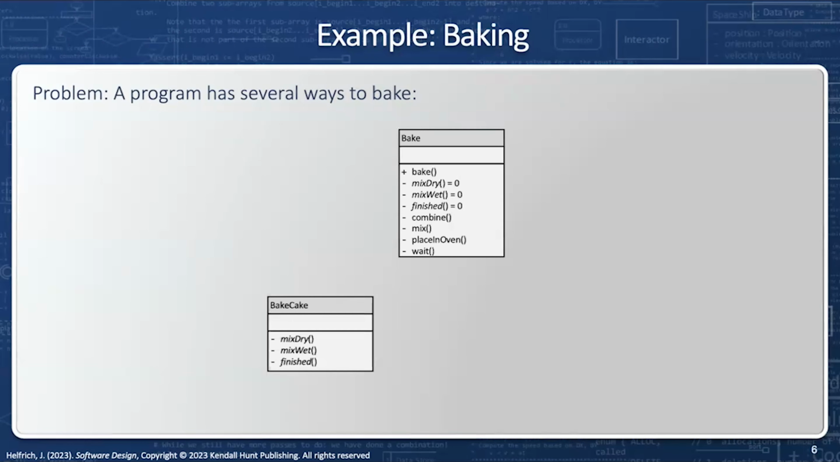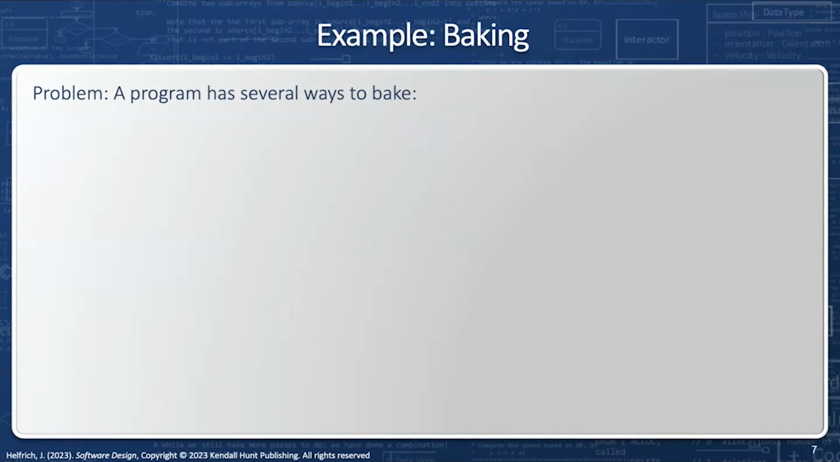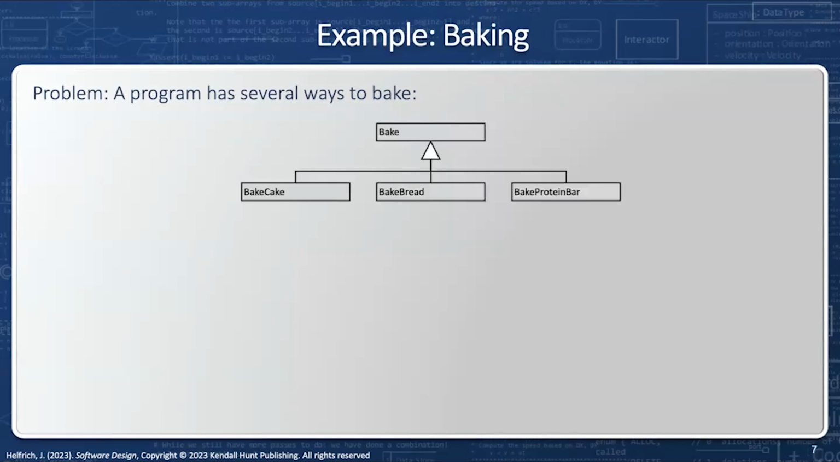Now, my BakeCake is going to define its own mixDry, mixWet, and finished. And it's going to, of course, inherit from Bake. And then BakeBread will also define mixDry, mixWet, and finished. And so we'll have BakeProteinBar. Now, sometimes we can make this even more complicated. For an example, I want to bake a cake, bake bread, and bake protein bar.